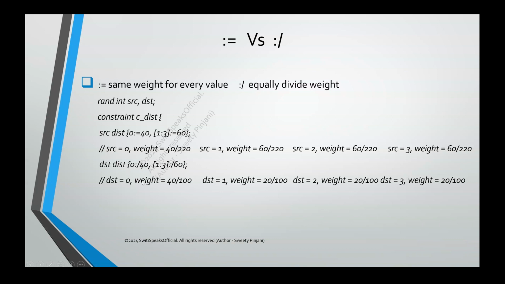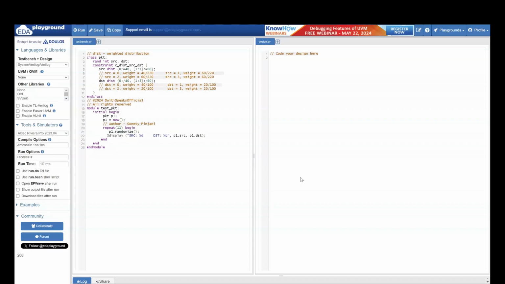So for value 0, the weight is 40 divided by 100. For 1, 2, and 3, the weight will be 20 divided by 100. This is the major difference between these two operators. Now let us understand this with the help of a coding example. The coding example of weighted distribution using dist operator.